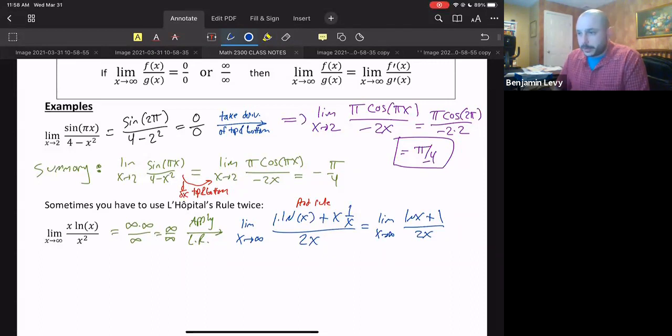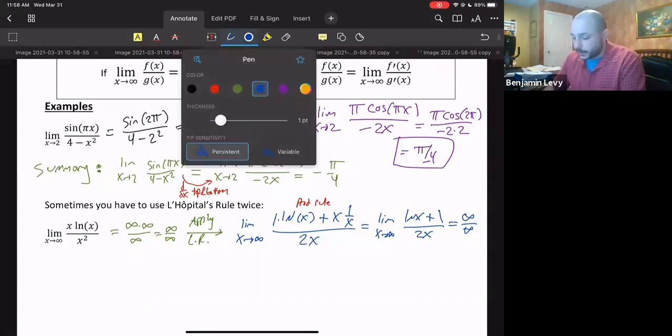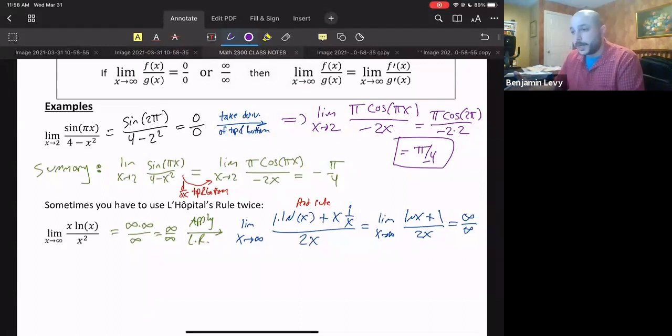And so what I'm trying to point out is we did L'Hopital's rule one time, right? We took a derivative, simplified it, but it's still indeterminate. If we plug in infinity here, we still get infinity over infinity. Ln of infinity is infinity. 2 times infinity is still infinity. And so this is in the same situation we were in a second ago. So we can just do L'Hopital's rule a second time. And this time it's going to work.